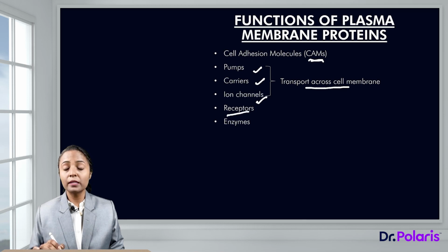So there may be certain chemicals which are present in circulation, and these chemicals can bind with these plasma proteins. Plus, they can act as enzymes as well. So there is an enzyme like adenylate cyclase, which is present on the membrane itself, right? It is attached to the membrane and helps in second messenger mechanisms. So the proteins present on the cell membrane perform various functions.